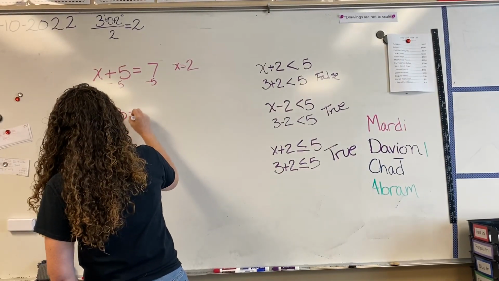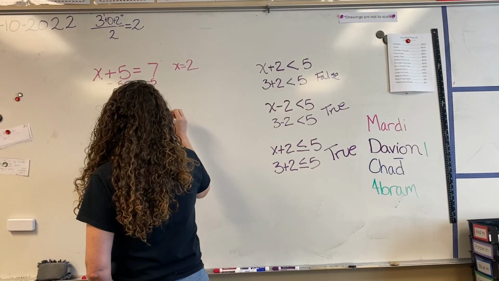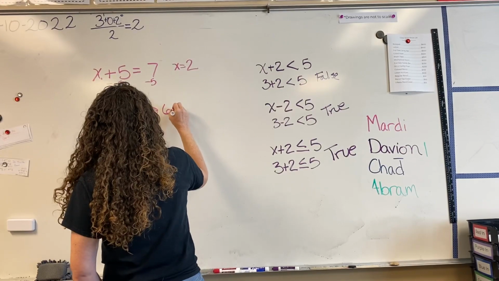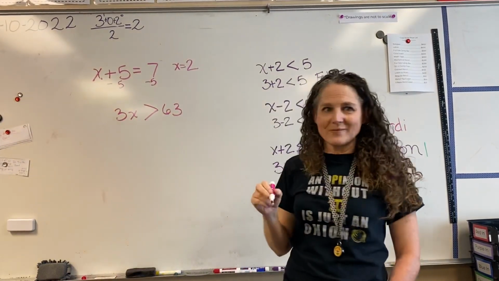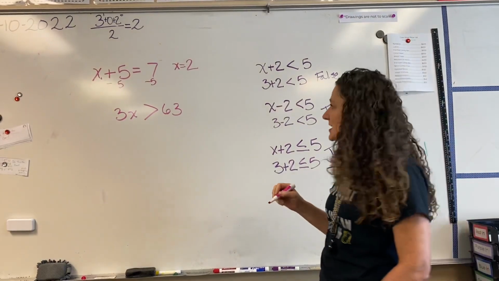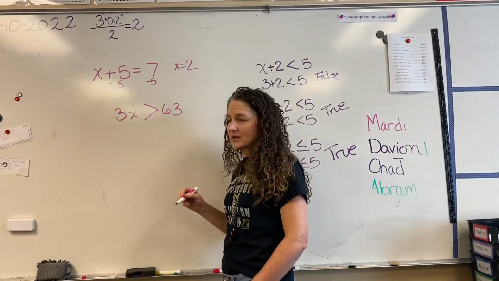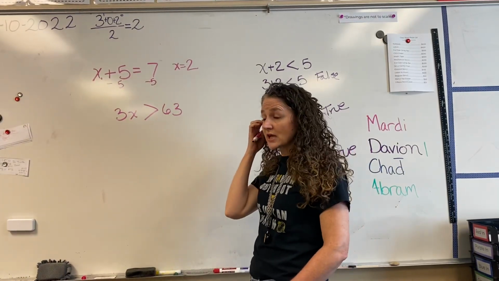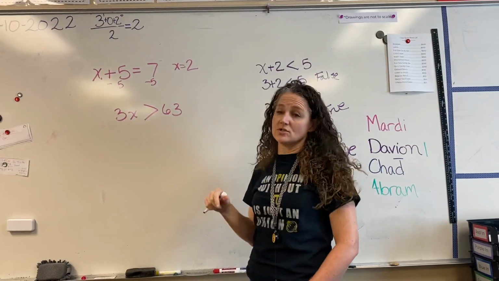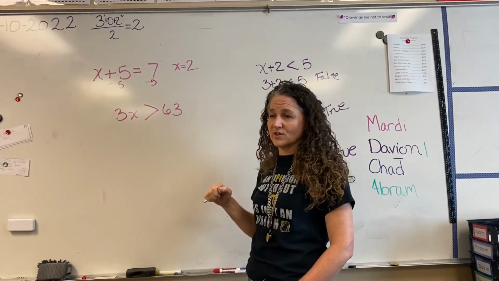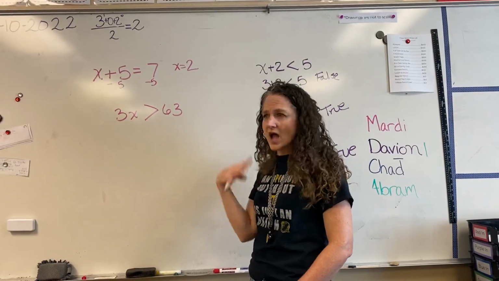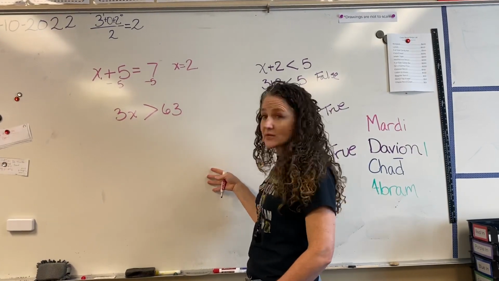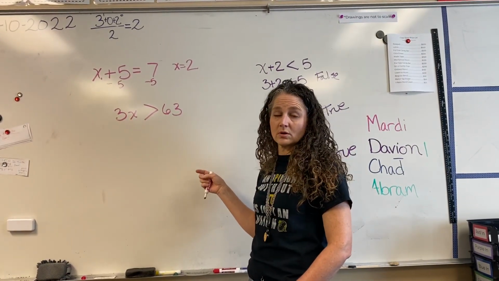Now what if 3 times x is greater than 63? How in the world do I figure out when that's true? It could be true when x is 30. Okay, so it's true when x is 30. It's true when x is 31. It's true when x is 153. So how do we write all these x's that it could be? It'd be equal if it's 21. It could be like a greater than.